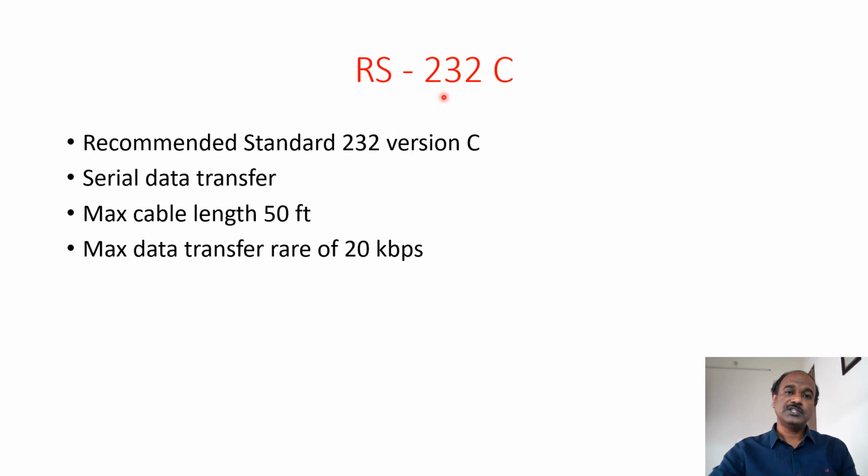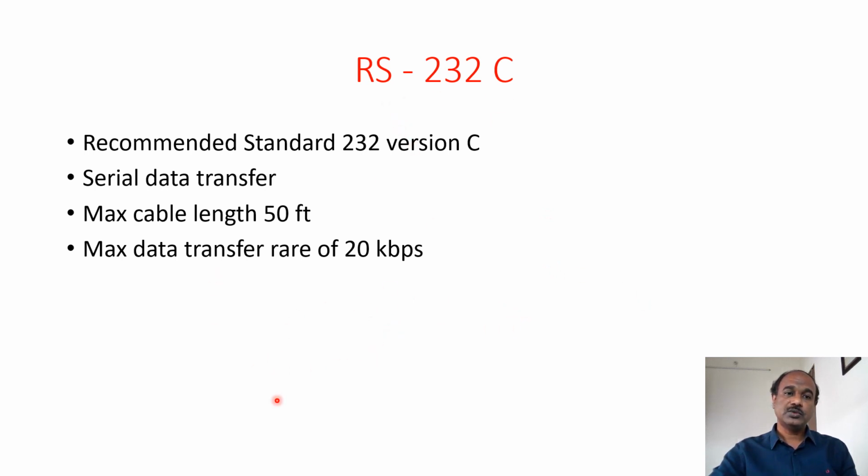This RS-232C is a point-to-point communication method. That means suppose the computer wants to communicate with a printer, then there should be one RS-232 cable between the computer and the printer. Similarly, if the computer wants to communicate with any other device, then there should be an RS-232 cable between the computer and that device. In this way, RS-232C is a point-to-point communication interface. There should be a cable between any two communicating entities.